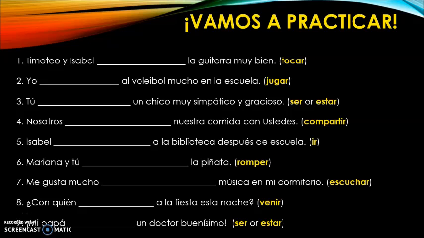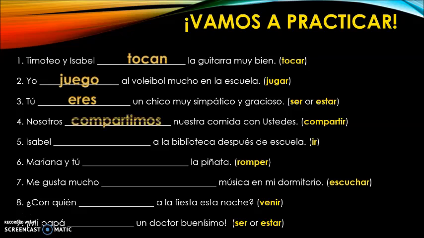Okay, ahora vamos a chequear las respuestas. Alright, número uno should be tocan, that is a regular verb. Number two should be juego, is a stem changing verb. Number three is eres. So this is eres because it is ser, since they are talking about describing someone's personality, and it's eres because it's the tú form. So you have to do a couple more steps to identify which one you're going to use and which form you're going to conjugate to.